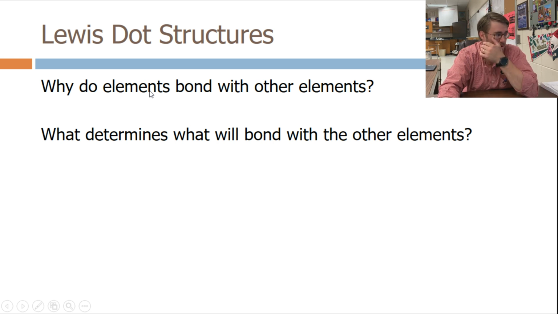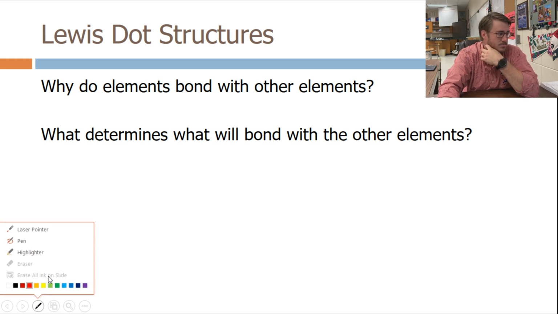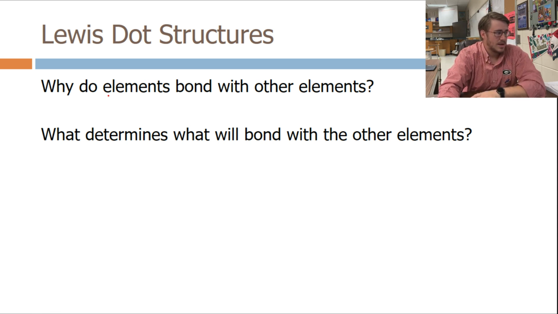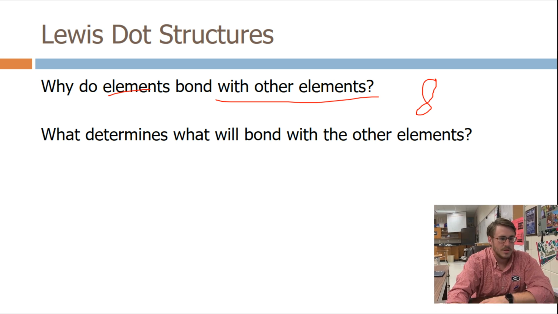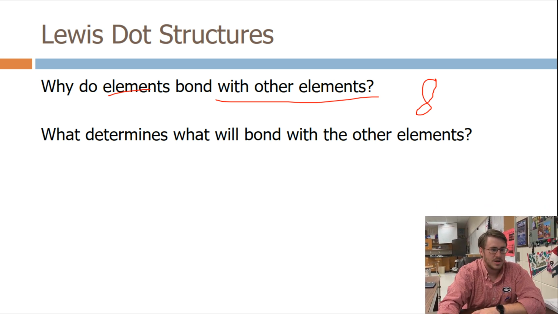I asked the question, why do elements bond at all with other elements? The reason elements bond with other elements is to get to the number 8. It's all about that octet rule, achieving that magic number 8 of their valence electrons. Speaking of, what determines what will bond with other elements? Turns out what will bond with other elements are the valence electrons.